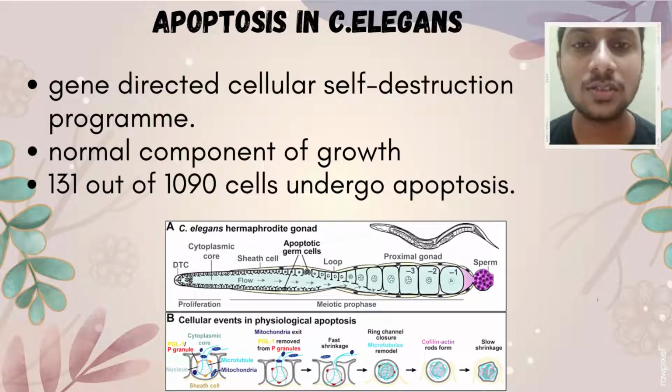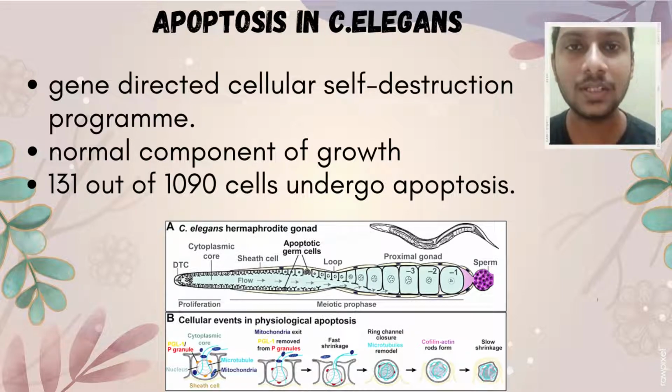Our main focus today is apoptosis in C. elegans during embryogenesis. Apoptosis is defined as a gene-directed cellular self-destruction program that serves biologically meaningful functions to organisms. In C. elegans, apoptosis is a normal component of growth. During embryogenesis, 131 cells undergo apoptosis out of 1090 somatic cells.